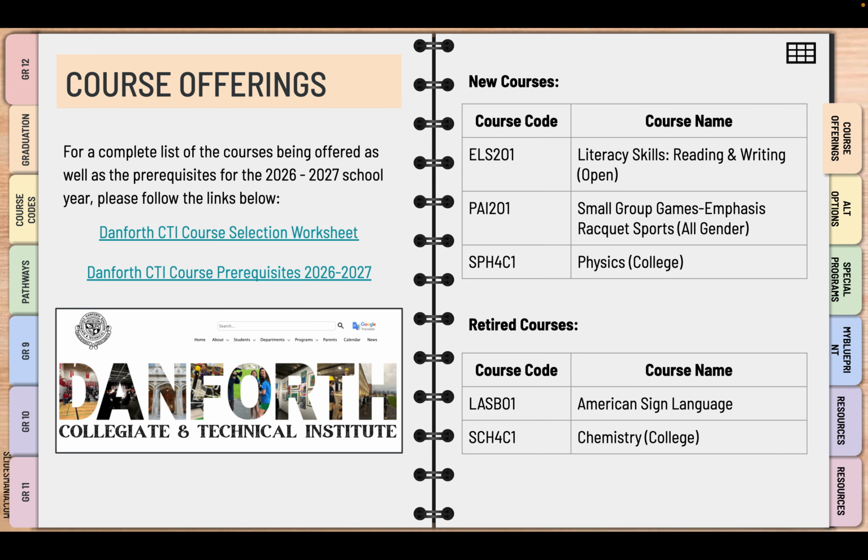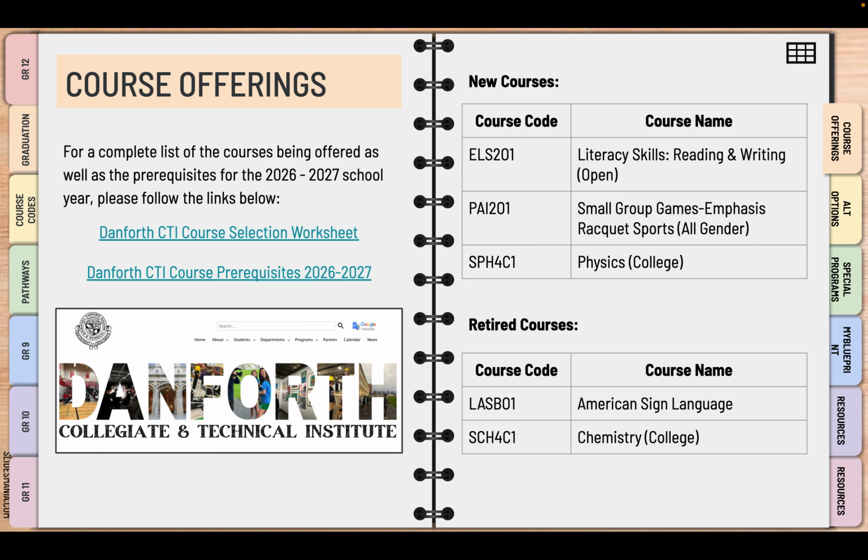Another amazing course is our PAI 201, which is our small group game fitness course, phys ed course, with an emphasis on rackets. It's an all-gender course, so it's meant for any student in the building. It's a grade 10 course, and it's an opportunity to play small group games. So if you loved your games like cricket, and you loved things like bocce ball and anything like that, but you also really love your racket sports. So you love table tennis, you love badminton, tennis, anything like that, you're probably going to love this kind of course.